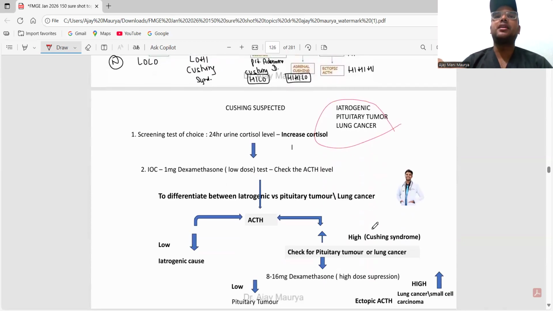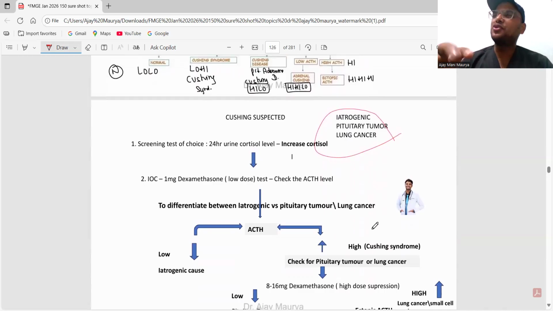Remember, we are going to see why we are going to do this dexamethasone suppression test. First of all, you have to know, because we have to suspect Cushing disease. What is the most common cause of Cushing disease? It is iatrogenic, which means by injections. There are many RMP doctors in our village sides. For any small infections or any small abscess, they directly give dexamethasone every time.